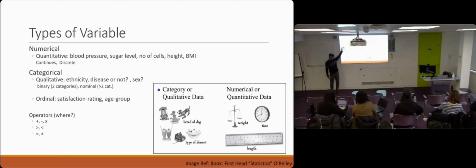For quantitative, can you apply this operation? You can compare two numbers if they are greater or less. Qualitative, can you compare two ethnicities, which one is greater, which one is less? No, right? You can't. And what about the disease or sex or nationality? You can't compare them. So this operation is not valid for the qualitative.